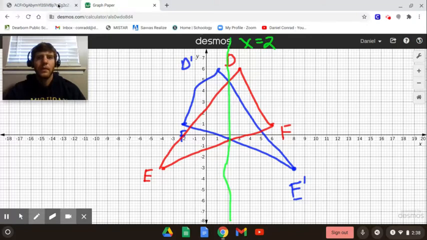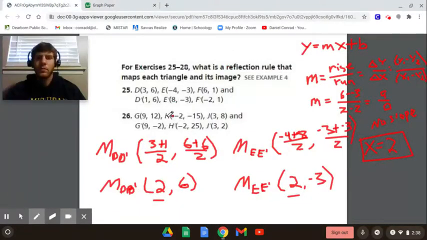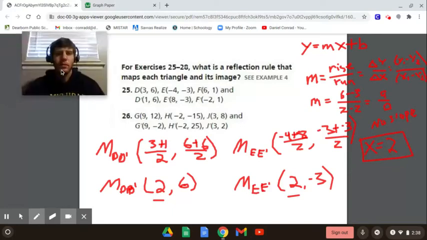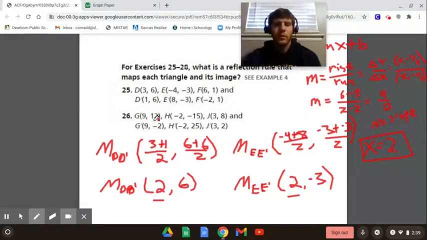Okay. And then if you want to do the next one, again, it would be the same thing. You got to find the midpoints here. Okay, so if we just want to go through it really quick, if you want to find the midpoint of G and G prime, that's going to be 9, right? And then halfway between -2 and 12, that's going to be 5, right? So you'd have 9, 5 for this one of your midpoints. So one of your points on the line of reflection. Here you'd find the midpoint of -2, -15, and -2, 25. So that's going to be -2, and then halfway there, that's going to be 5. So -2, 5.